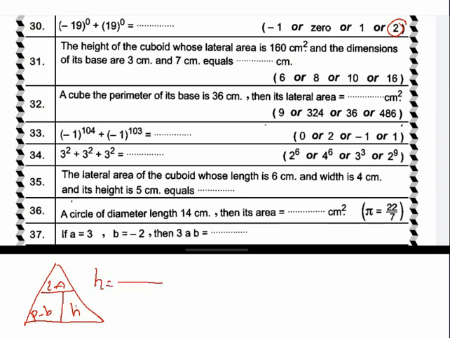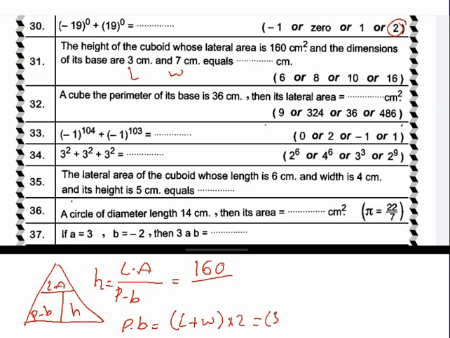If you hide the height, equals what? Lateral area up, the rest down, perimeter of the base. Yes, do you have lateral area? Yes, mister, 160. And do you have perimeter of the base? No, I have only length and width. So what is the perimeter of the base? The base is like a rectangle, so what is the perimeter of a rectangle? Yes, length plus width times 2 equals length 3 plus 7 times 2, it will be 20.